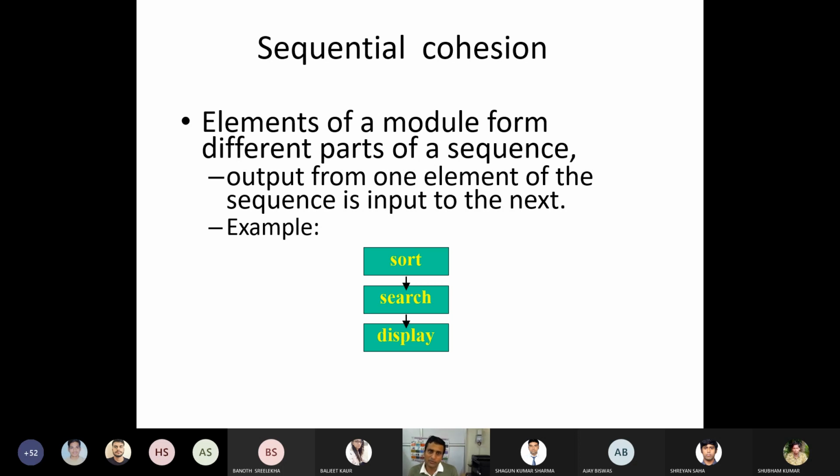But if you find sequential cohesion, in this case the output of the sort function will be given as input to the search function. Now the output of the search function will be given as input to the next one. If you find this sort of functions, then that particular module has sequential cohesion.